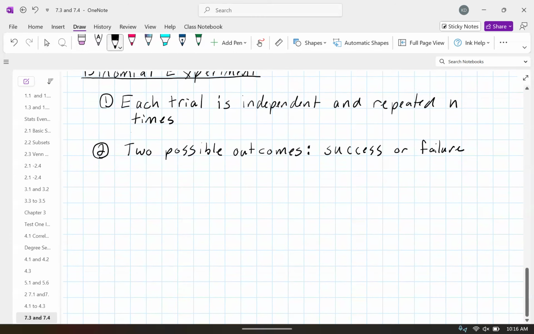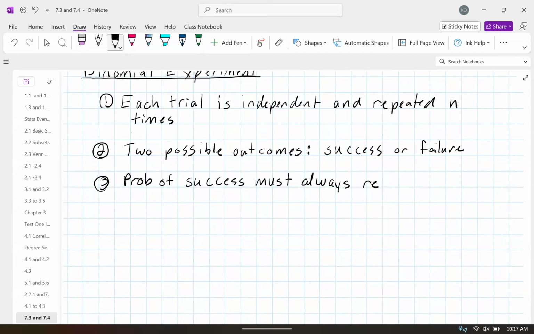We also need the probability of success must always remain constant.